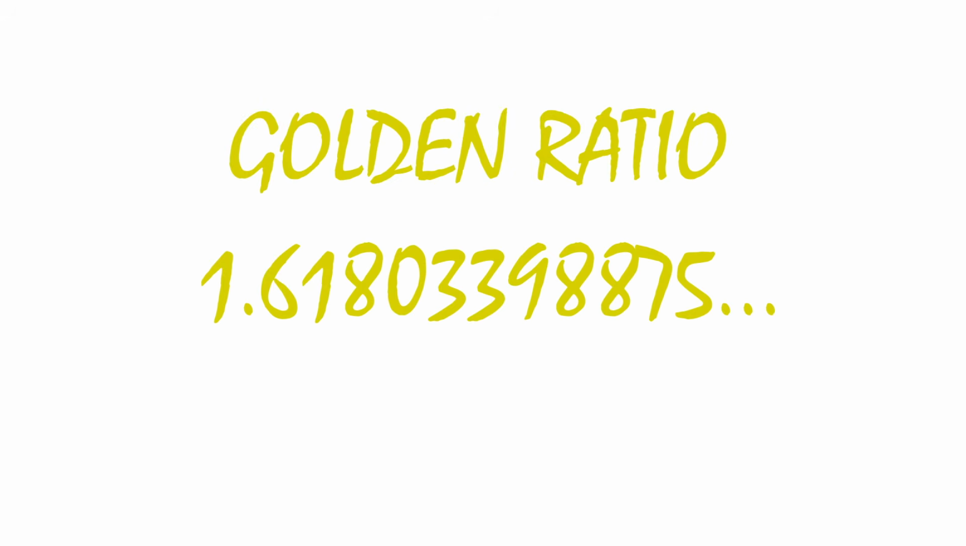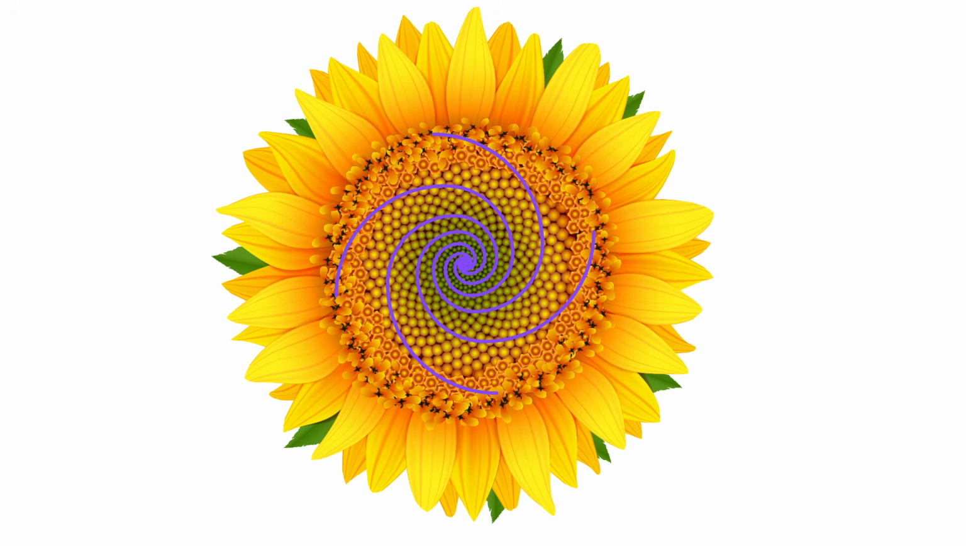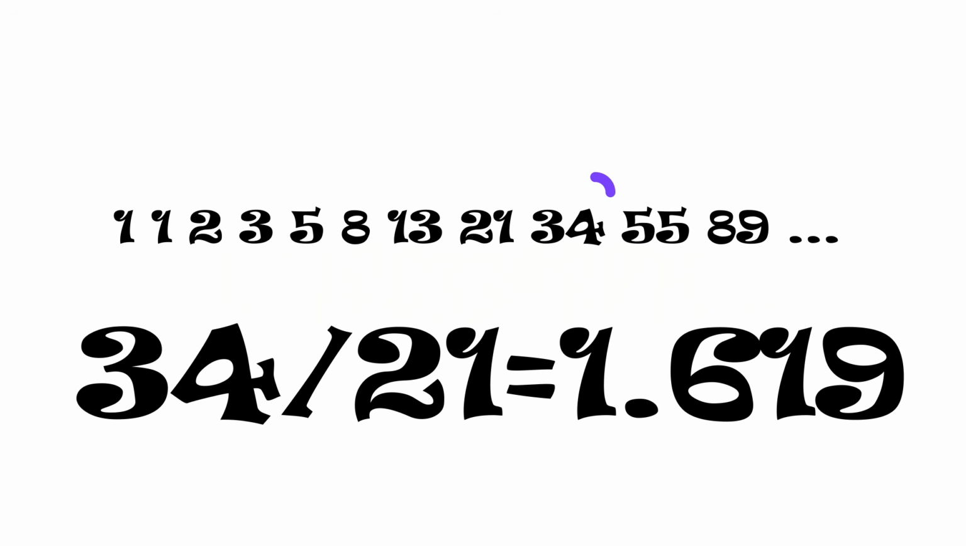Or better yet, that looks golden. As you can imagine, I didn't come up with this number randomly. In fact, I didn't come up with this number at all. This number is the golden ratio, and is the ratio that is followed by sunflowers and also by the Fibonacci sequence. And that is the reason why the Fibonacci spiral is actually called the golden spiral.